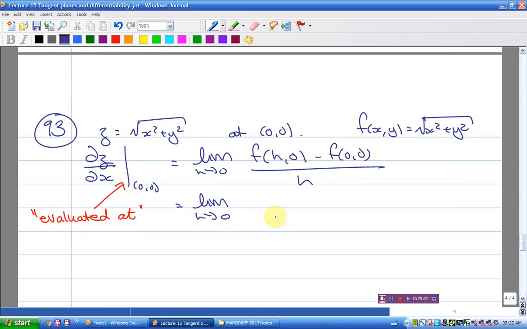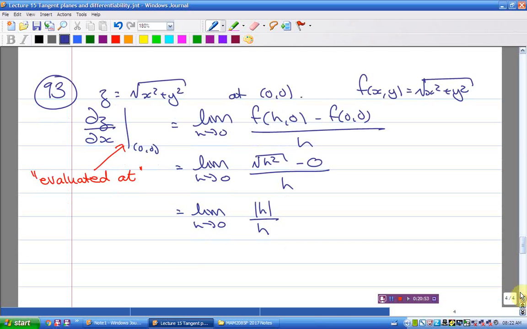Dark blue. What'll that be? That'll be the limit as h tends to 0 of the square root of h squared minus 0 over h. Here's a trick question. What does the numerator simplify to? Mod h. What is the limit of mod h over h as h tends to 0? Does not exist. Why doesn't it exist?